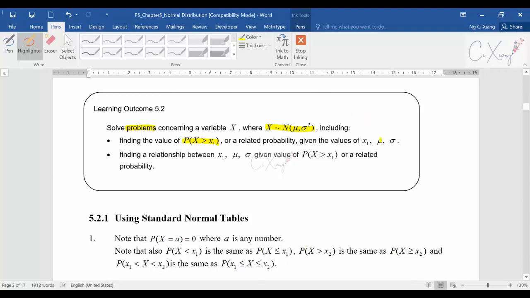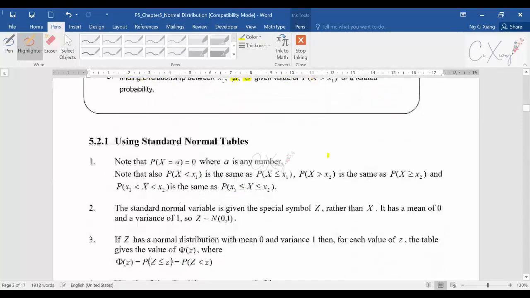Okay, let's say you are given the value for the mean and also the standard deviation. And after that, you need to find out the mu and standard deviation if, let's say, some probabilities are given. All right, so all these are the learning outcomes that you must know after you go through these few videos. All right. Okay, so let's start with the first one.